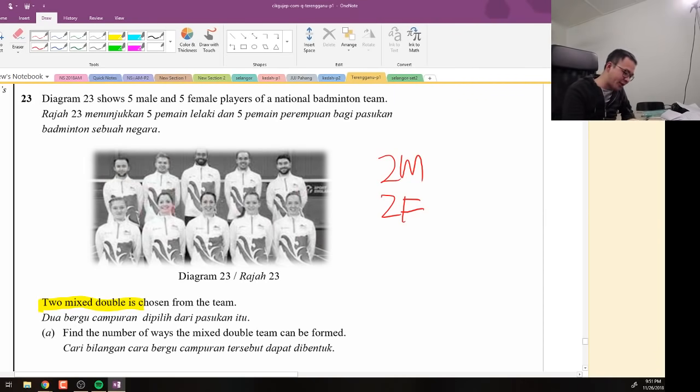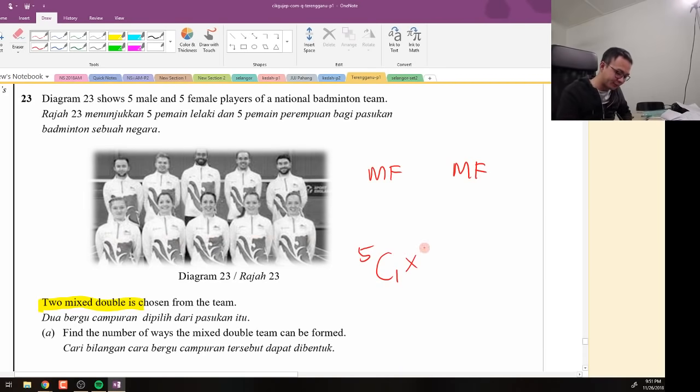This is how I will choose. Because they want a mixed double, I cannot straight away choose 2 males. So from 5 male, I choose 1, and from 5 female, I choose 1. After I choose these two, for the second mixed double I will have 4 male left, so I choose 1 male, and from 4 female, I choose 1 female.